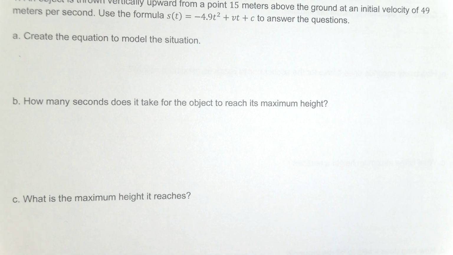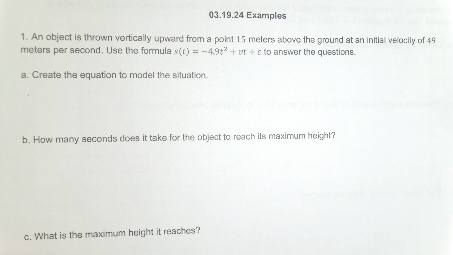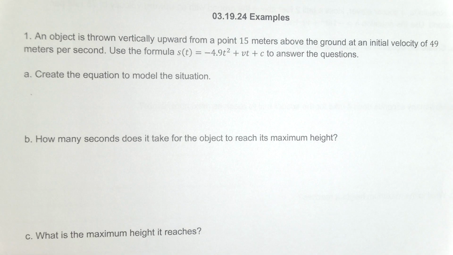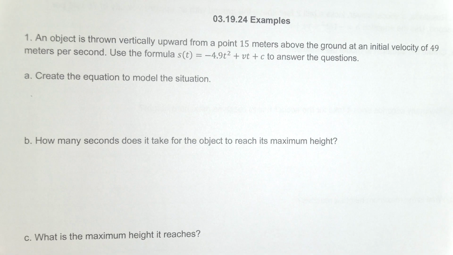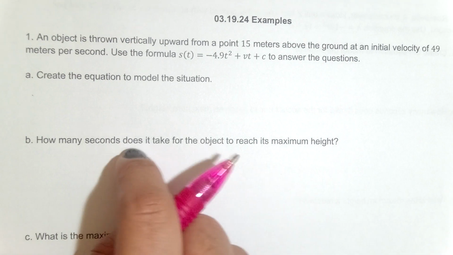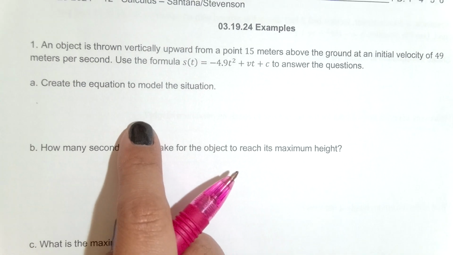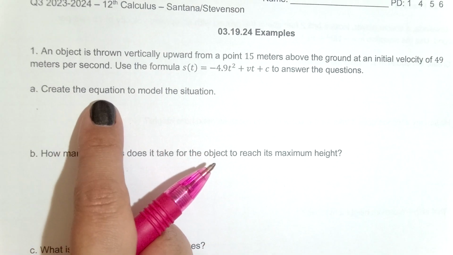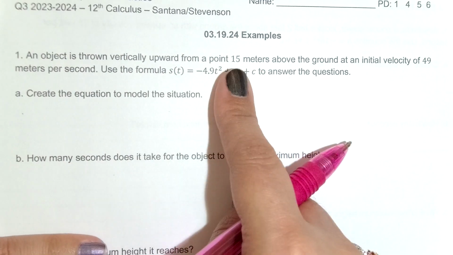Can I get somebody to read the example, please? Go ahead. An object is thrown vertically upward from a point 15 meters above the ground at an initial velocity of 49 meters per second. Use a formula s of t equals -4.9 t squared plus vt plus c to answer the questions. I said one person, but thanks. Part A asks us to create an equation. So we need to go through this to create the equation.